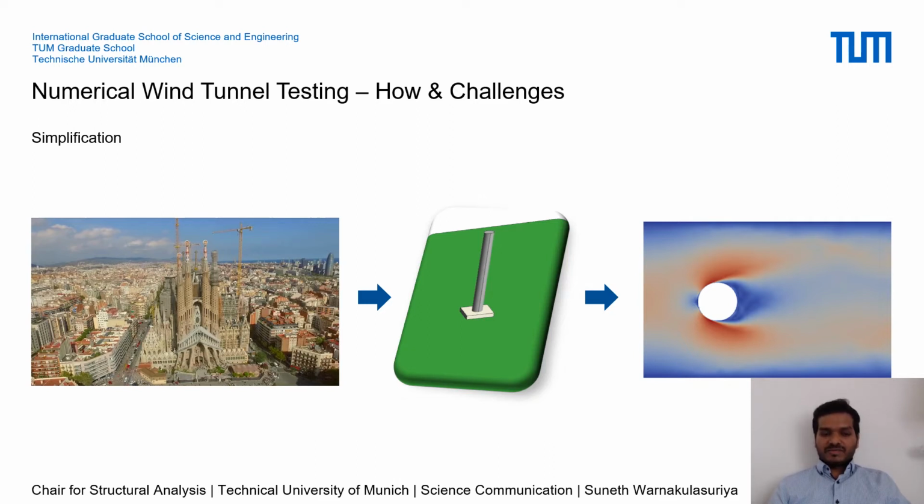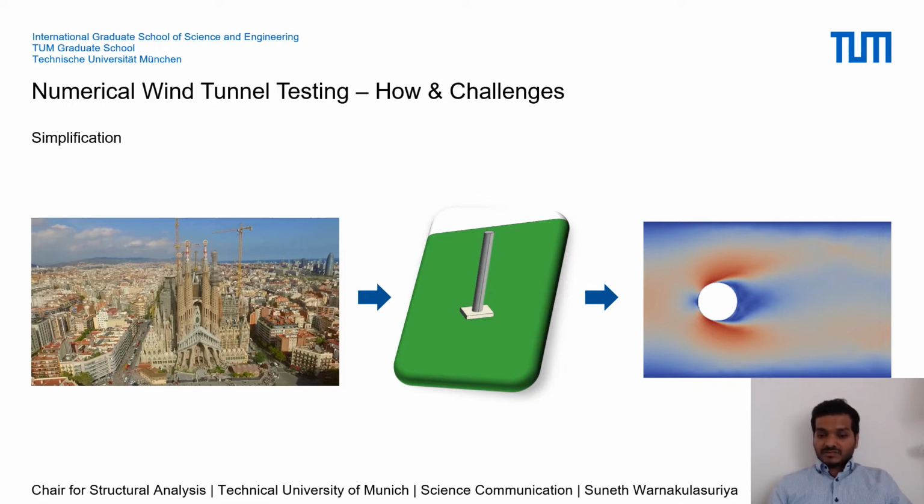What do we mean by simplification? So we have this cathedral which has a lot of details, but if we were to actually simulate all of these details in a computer, even the fastest supercomputer won't be enough for us. So what we do is make simplifications based on engineering decisions. So as you can see in the middle, the cathedral is simplified to a cylindrical structure. This is just an example only.